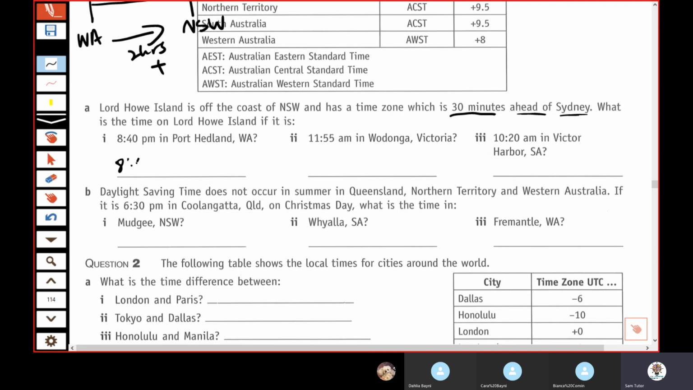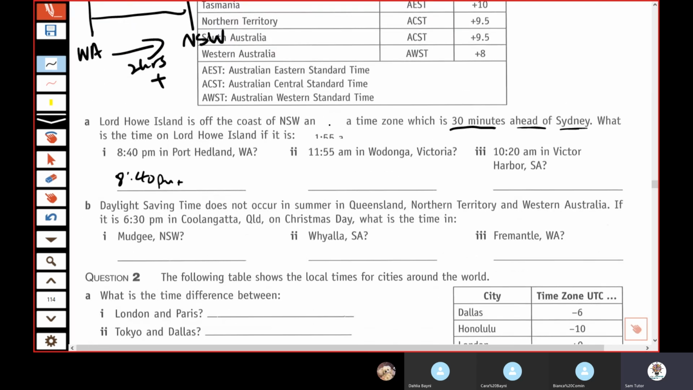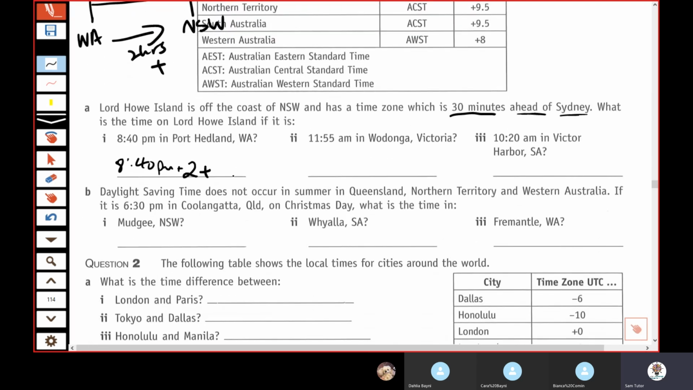Well, if it's 8:40 p.m. in Western Australia, we know we've got to add 2 hours to get to New South Wales or Sydney. And we've got to add another 30 minutes because Lord Howe Island is an extra 30 minutes ahead. So 0 point, what, for 30 minutes? 0.3? Anyone know? Simple. 30 minutes? Half an hour? 0.5. Now the problem is, how do I put this in my calculator?